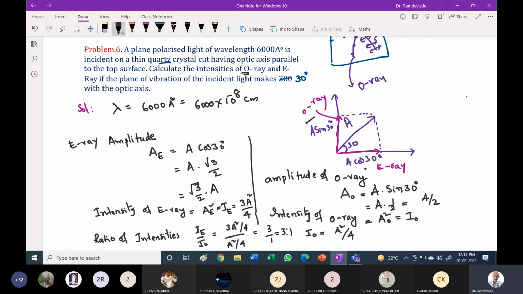If they are asking to calculate only the intensities, this is the intensity of E ray and this is the intensity of O ray. If we want the ratio of intensities of E ray and O ray, I have to take the ratio. I'll get 3:1 as the ratio of intensities. Okay, and we will do the next problem. Did you complete this? Shall we move to the next problem?